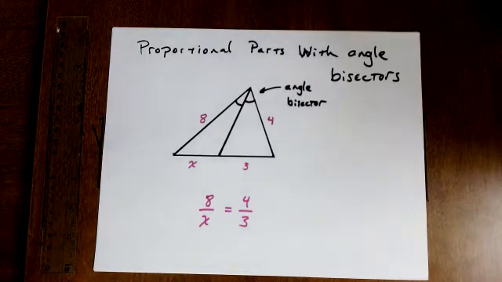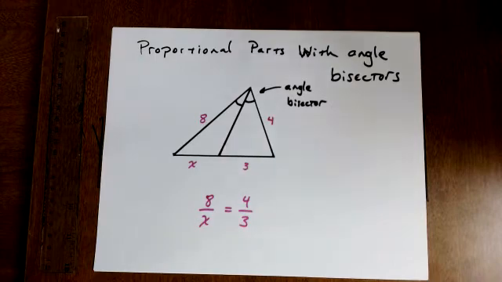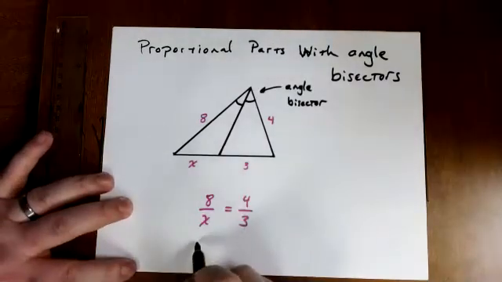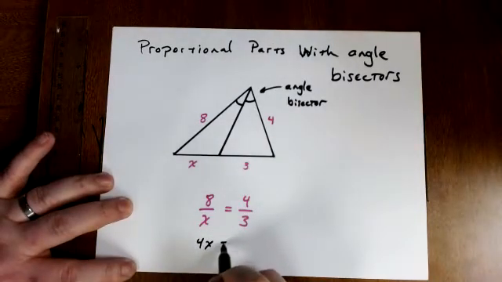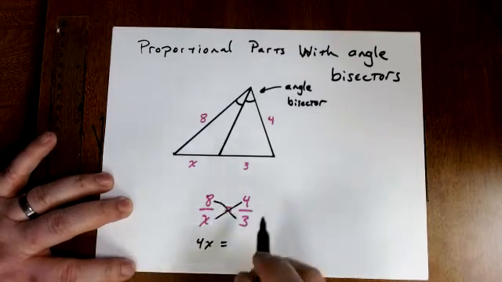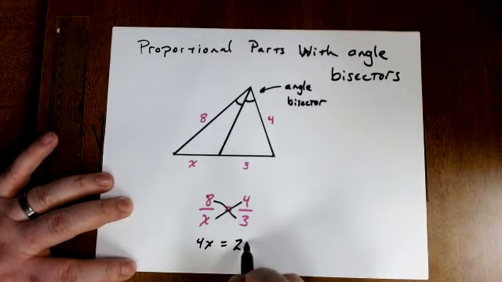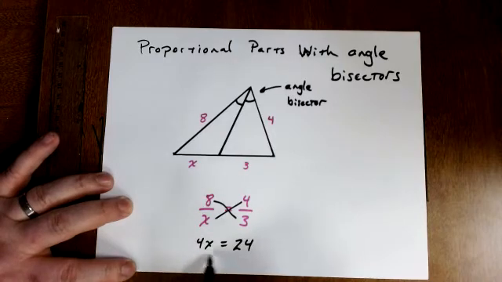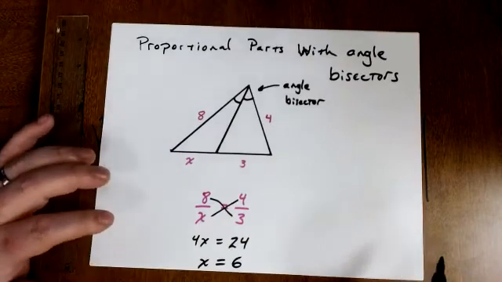Yeah, it's really not bad, right? Okay, good. Cross multiplying, you get 4x and 24. Dividing by 4, x is 6.